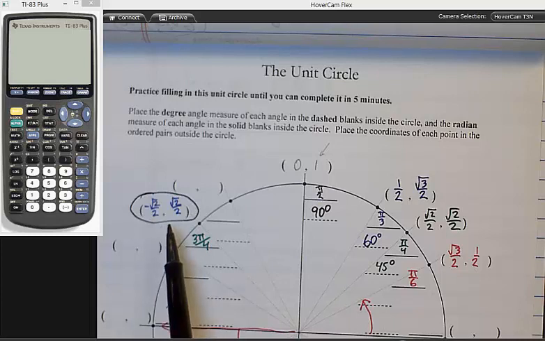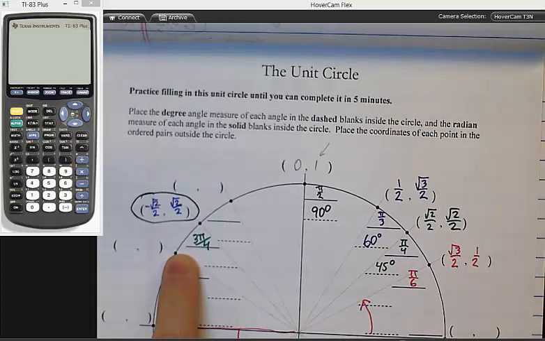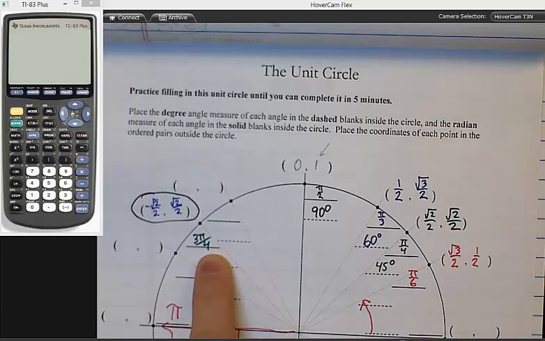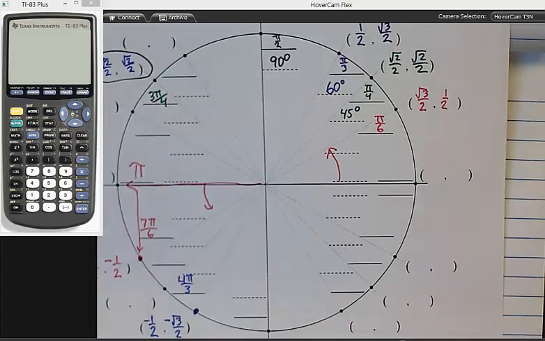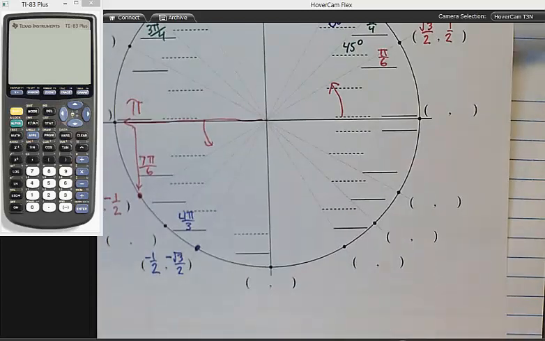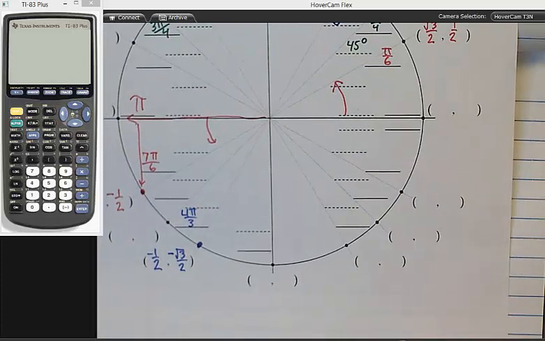Now, what do you do if you don't know that? And by the way, what would my answer be for theta here, or one of the answers? 3 pi over 4, right? But that's not the only answer. There are other answers. What other quadrant do you think I should look in? Quadrant 4, because there the x-coordinate, or cosine, is going to be positive and the y-coordinate is going to be negative.